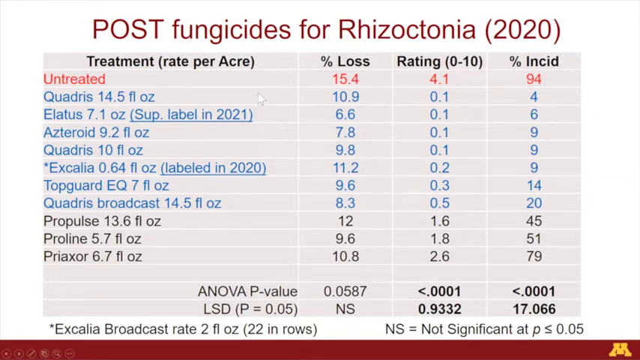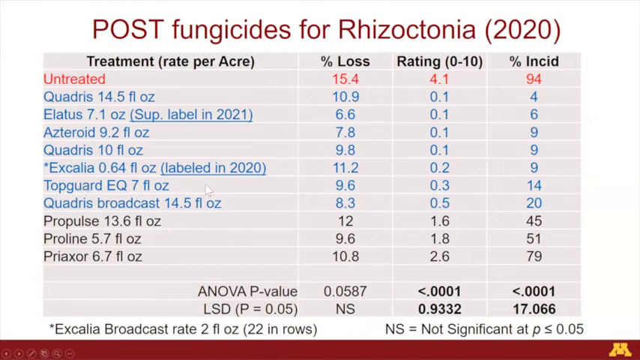And then I use this color code just to show you that if I looked at the statistical differences, everything is very similar in terms of the percent of the roots with this one here, right? So Quadris, if you do a post application, you would do a 14.5 fluid ounce, or Elatus at 7 and 7.1, Asteroid, Quadris at a lower rate, 10 fluid ounce. I think it looks more or less similar. In some years, it's not as good as 14.5.